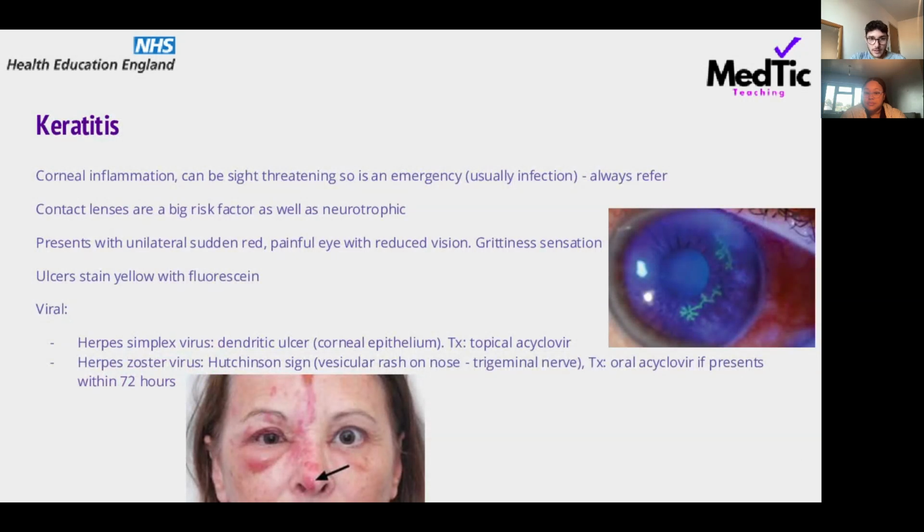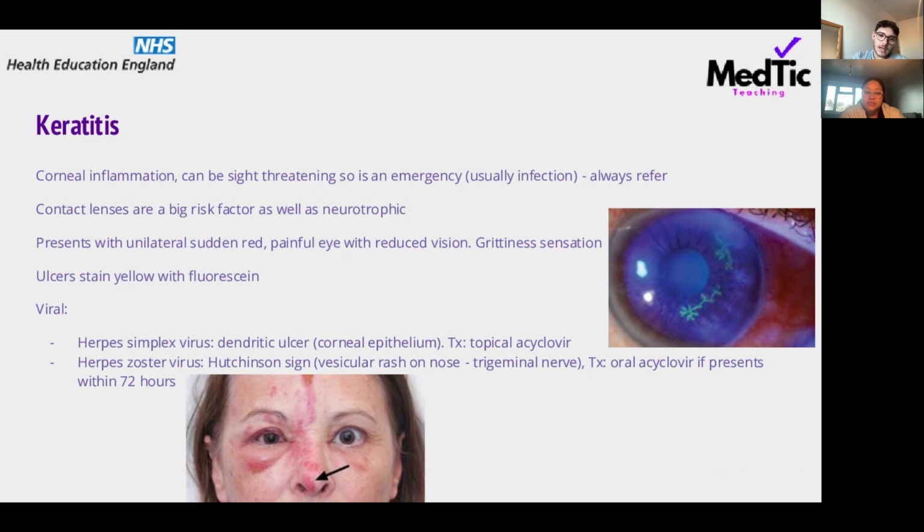Keratitis is inflammation of the cornea, usually infection, but it can also be other autoimmune conditions. And it is sight-threatening, so you would always refer this patient. That's why it's really important to distinguish between keratitis and conjunctivitis. So careful examination of the eye to see if there's any involvement of the actual cornea, and also the fact that keratitis is a lot more painful. There is a little bit of a caveat to that, which I'll touch on here.